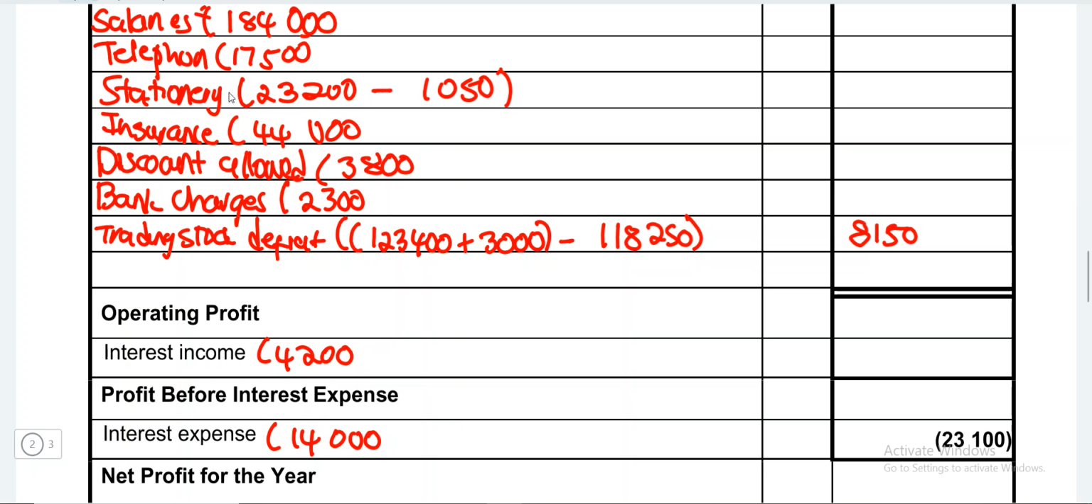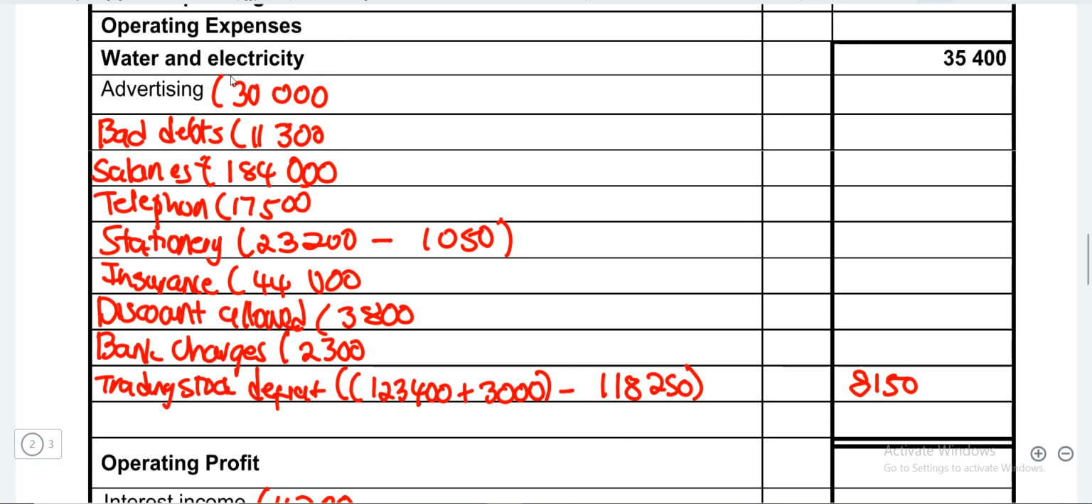So I'm going to look for the account for bad debts, and then I'm going to say plus 950. Okay, then we can go to the next transaction.